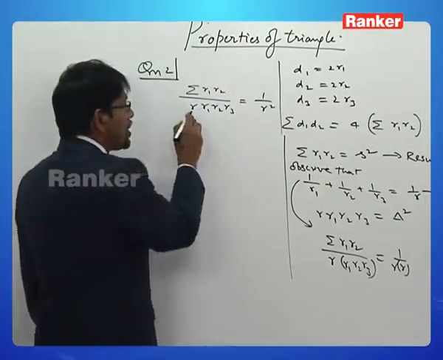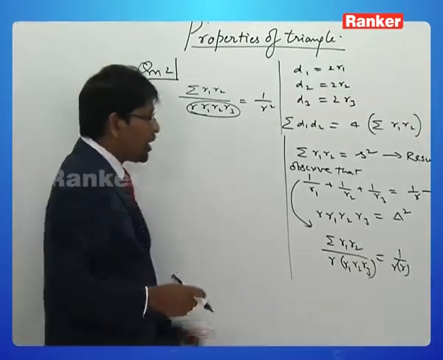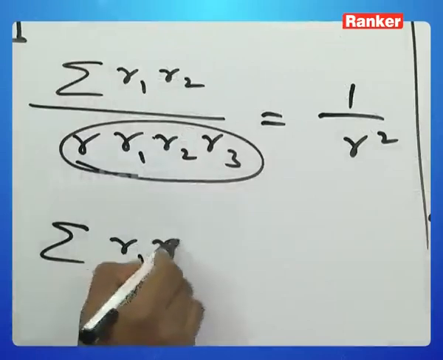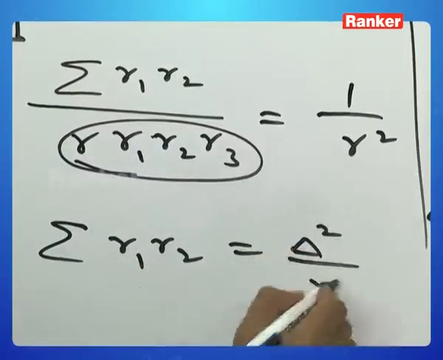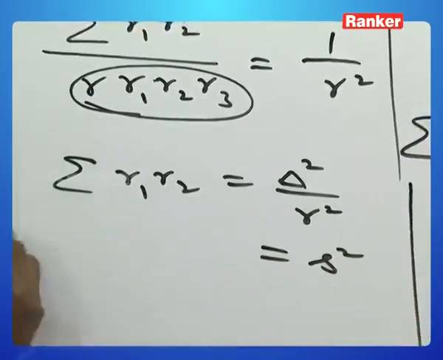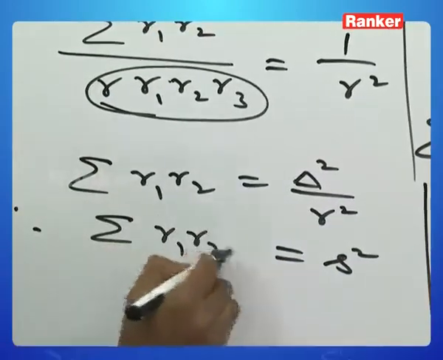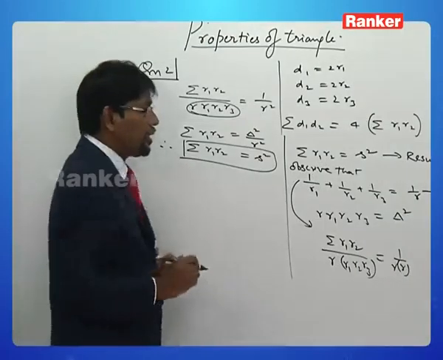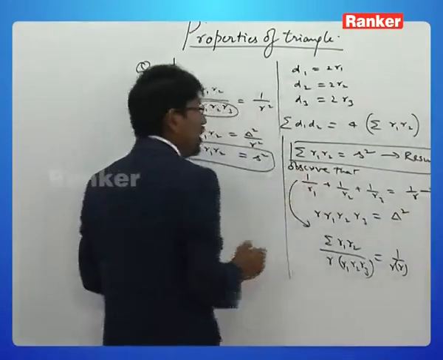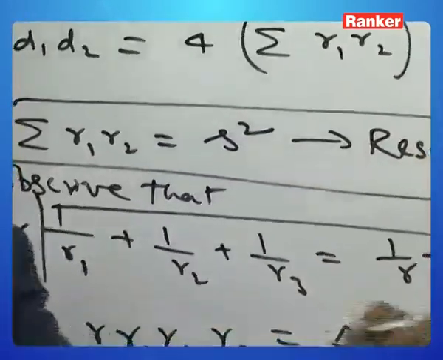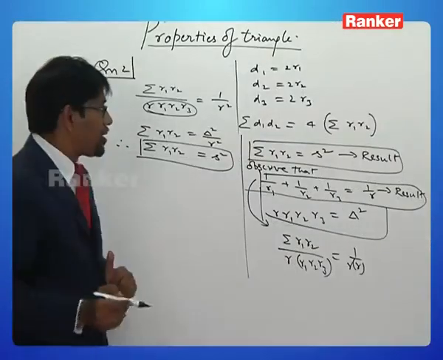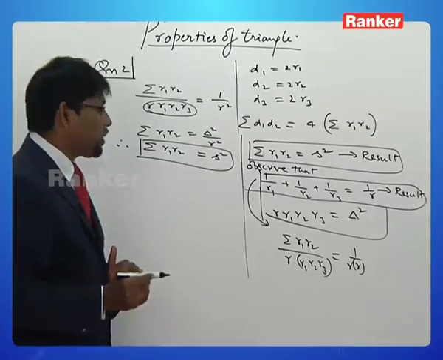So, this R into R1 R2 R3 we already know that it is delta square. So let's put that in. So we have therefore sigma R1 R2 to be delta square by R square, which is nothing but S square. So therefore sigma R1 R2 is equal to S square. This is also an important result that has to be borne in mind. Sigma 1 by R1 is equal to 1 by R, and R R1 R2 R3 is equal to delta square. These are the four results that we need to keep in mind.